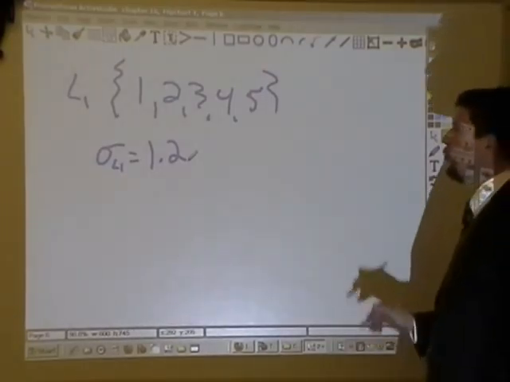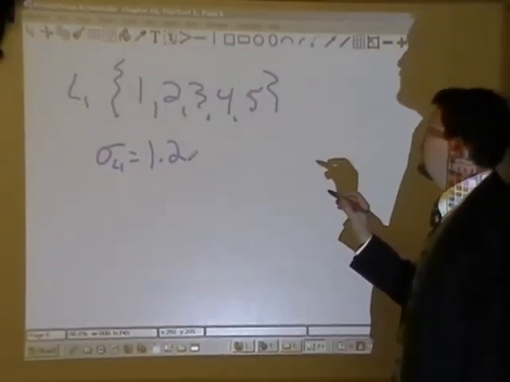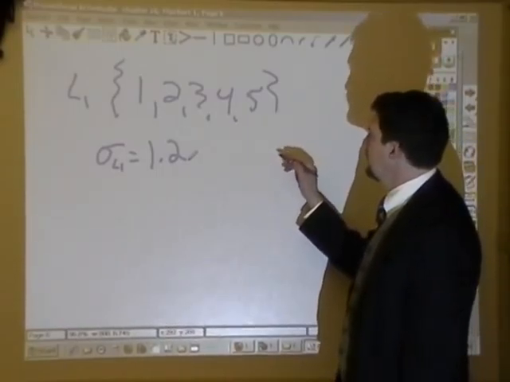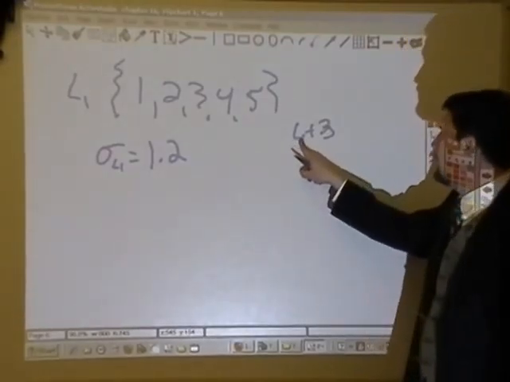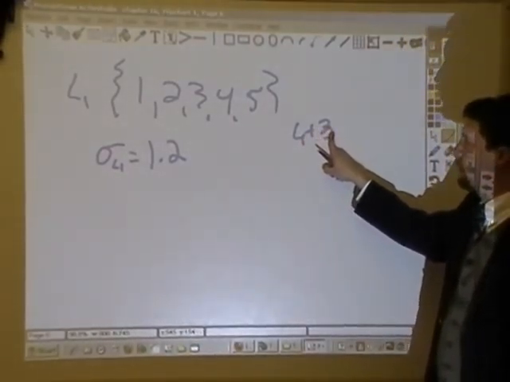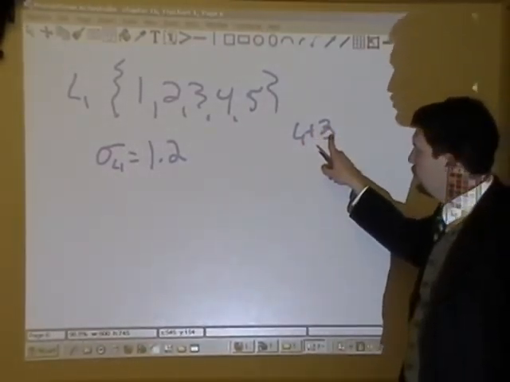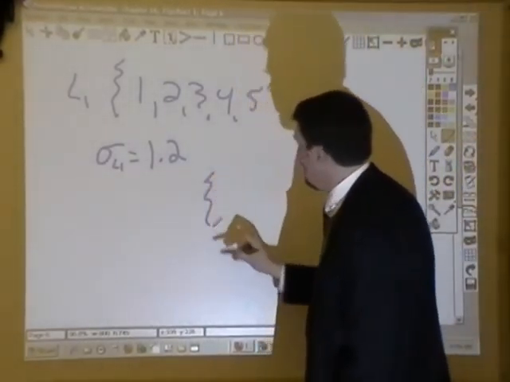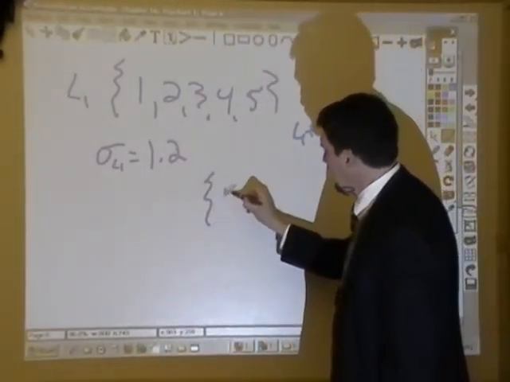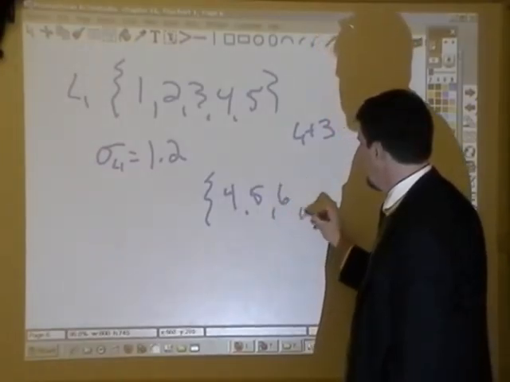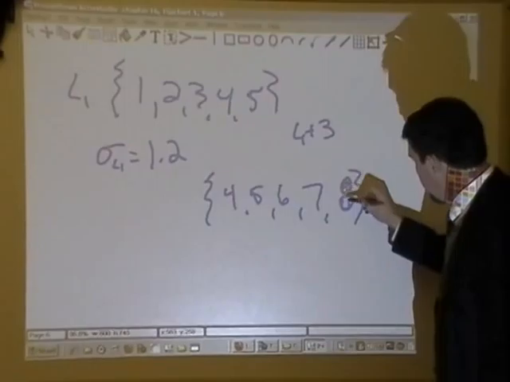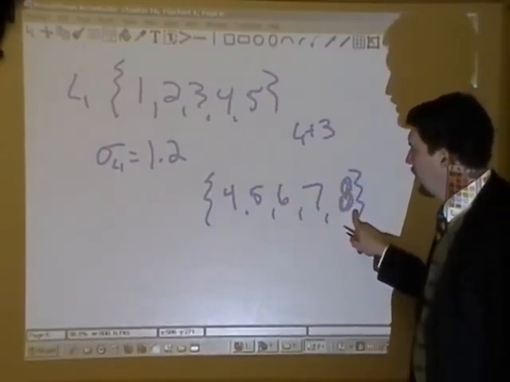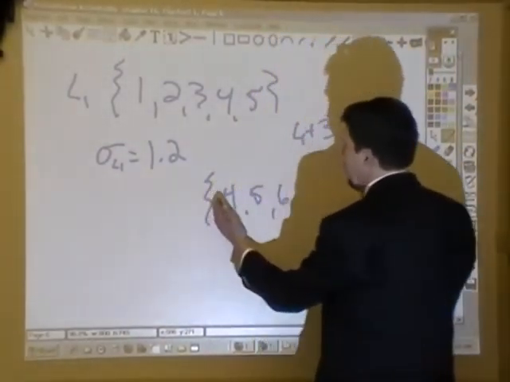All right, so what would happen if I took this list, L1, and again added 3 to it? What do I get? I actually get a distribution, and think about where it's at. On a number line, it's 4, 5, 6, 7, and 8. So everything has shifted to the right this far.